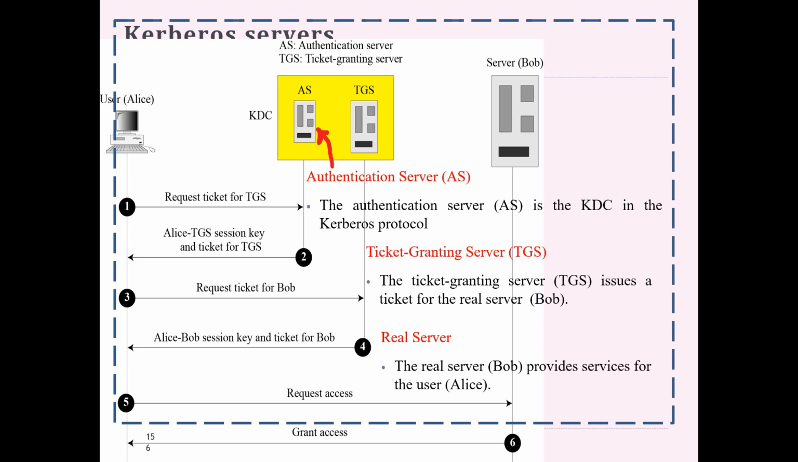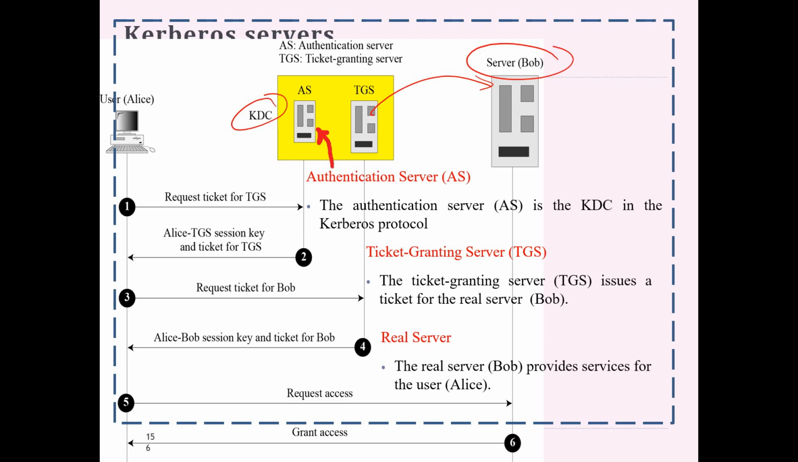So next one is the ticket granting service. It issues a ticket for the real server. You can see the TGS is for Bob. This is dedicated to the Bob server. Now there are two servers: one is the KDC, and the other is Bob, which has a separate mind of its own. So the ticket granting service issues a ticket for the real server.